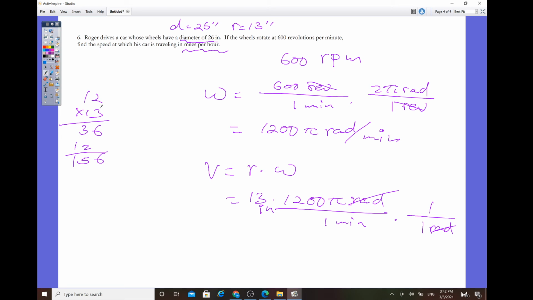So this one is considered 156,000 pi. Actually, it's 15,600 pi. And the unit for this one is inches per minute. Okay, so now the thing is that the unit, we need to convert that to miles per hour.